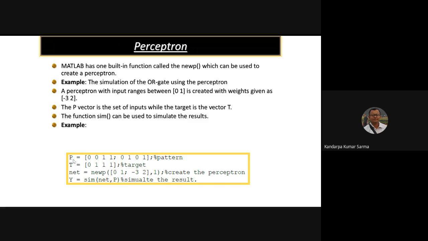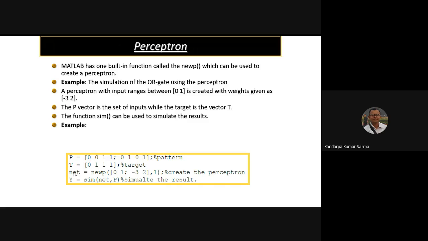So there, p is the pattern vector here. The pattern vector will take all the values that the logical OR function will have, 0 0, 0 1, 1 0, 1 1, in that combination. So here is the target. So this is the way to formulate a perceptron.